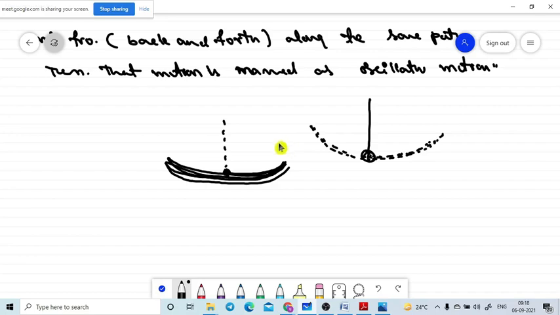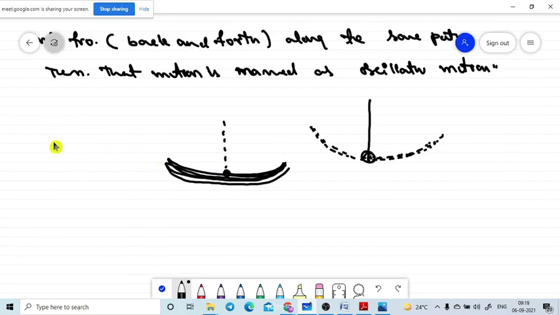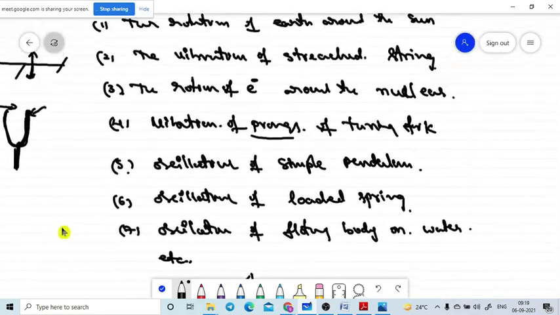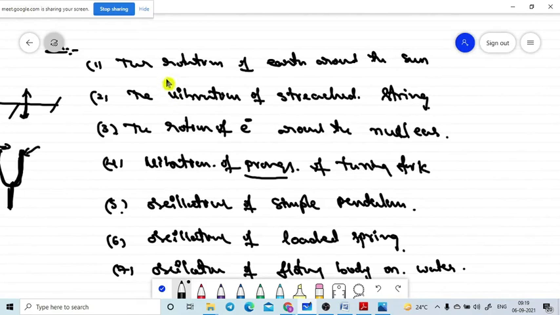Will you please look at this one? All periodic motions are not oscillatory motions. The rotation of the earth around the sun is not a to and fro motion. It is moving in a circular path.